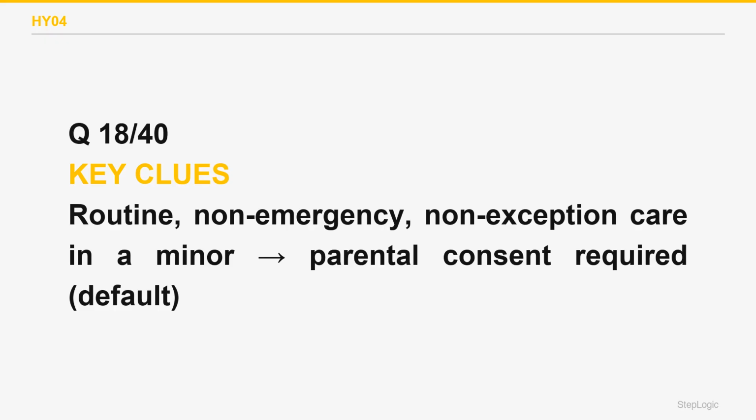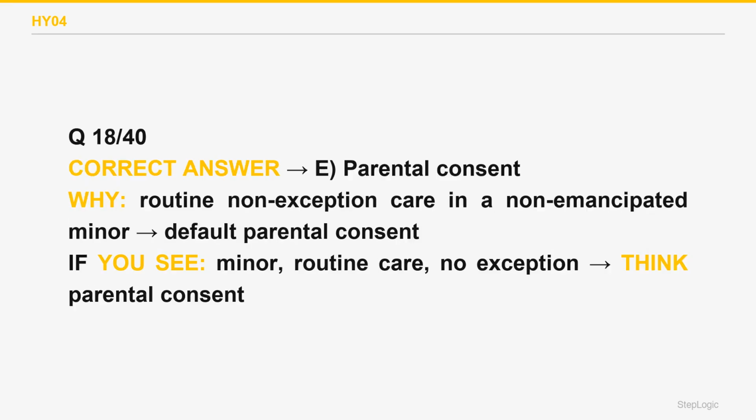For ordinary non-emergency care that does not fall under a confidential exception, the default rule for a non-emancipated minor is parental consent. The special categories where minors self-consent, STI care, contraception, pregnancy, substance use, and emergencies, are exceptions. Anything outside them reverts to needing a parent. A minor self-consents only for the specific confidential exceptions or emergencies, none of which apply to this elective procedure. Choice A wrong. Confidential treatment without a parent is likewise reserved for those exception categories, not routine elective care. Choice C wrong. Routine care for a young minor requires parental consent.